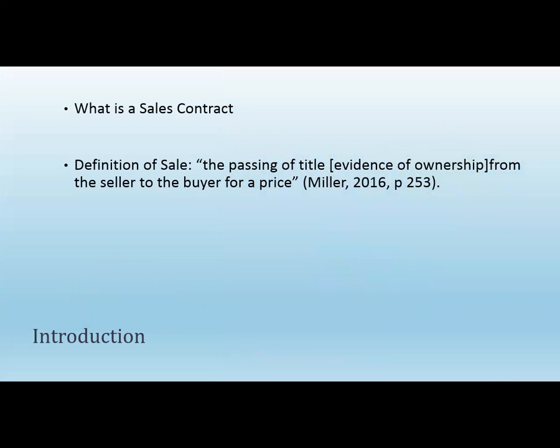What is a sales contract? Buying and selling is something that we all do. The definition of a sale is the passing of title, evidence of ownership, from one seller to a buyer for a price. When we go to the store and make a purchase for goods and receive our receipt or do financing, this is considered a sales contract.